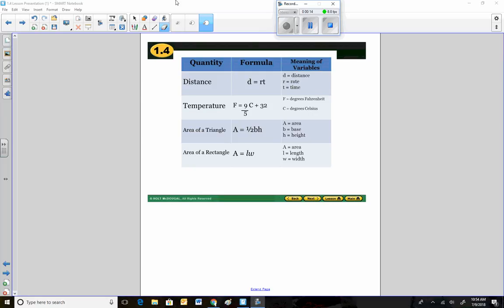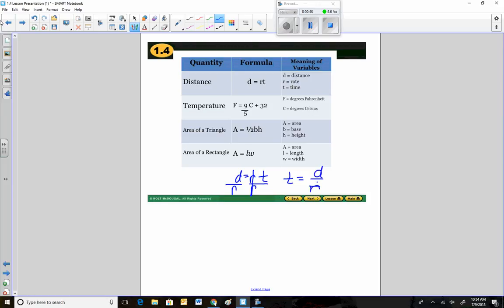For example, I'll go ahead and grab a pen up here, and let's take d equals rt. Let's say I wanted to know the time and not the distance. So it says r times t. In order to undo this multiplication, we divide by r. Whatever you do to one side of the equation, you have to do to the other. These r's will cancel, and so we get t equals d over r.